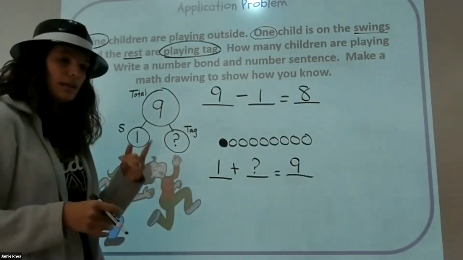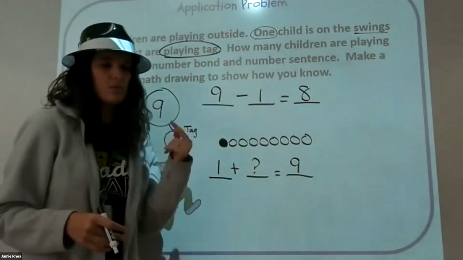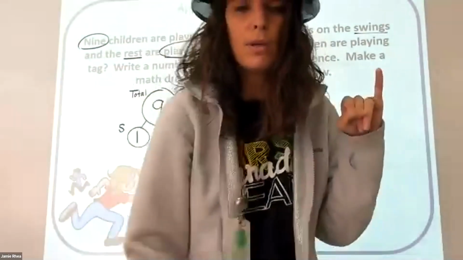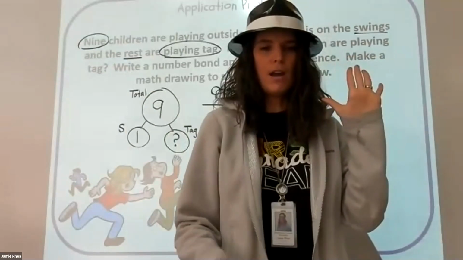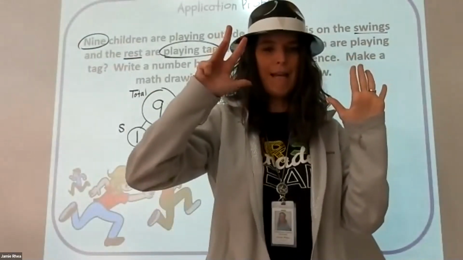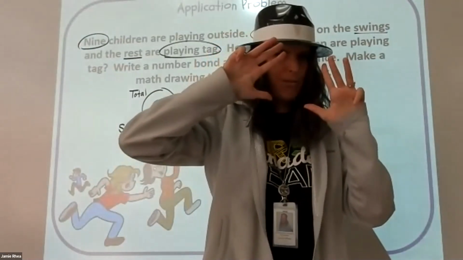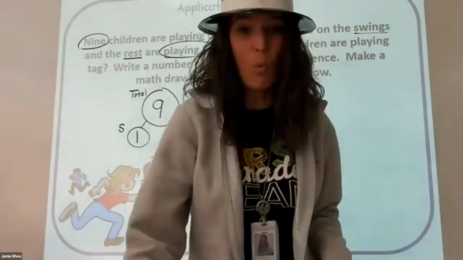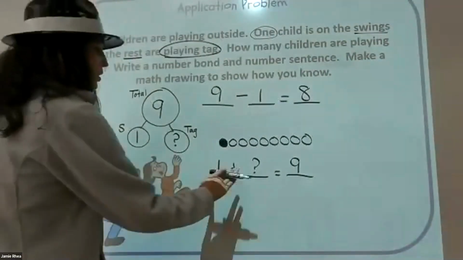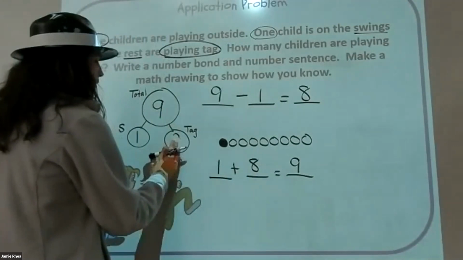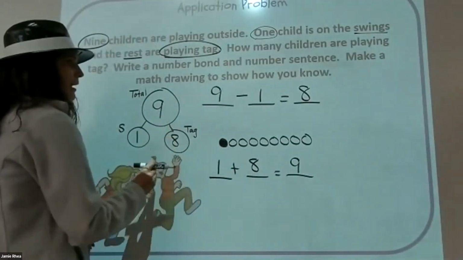I could count on. I could start with 1 and count up to 9. So let's do that. 1 is in my head. So 1, and then we have 2, 3, 4, 5, 6, 7, 8, 9. Oh, how many did we count on? We counted on 8 more. So how many kids were playing tag? 8 kids were playing tag.